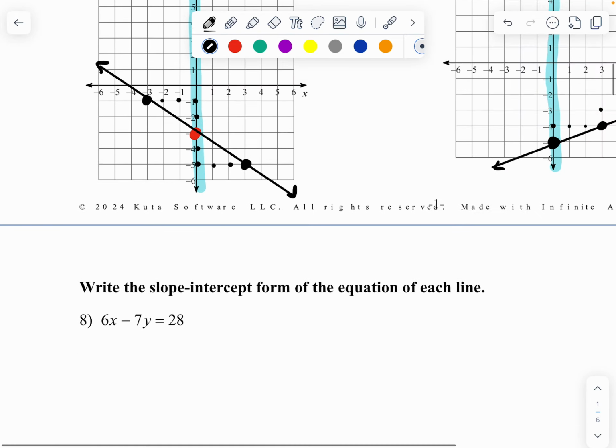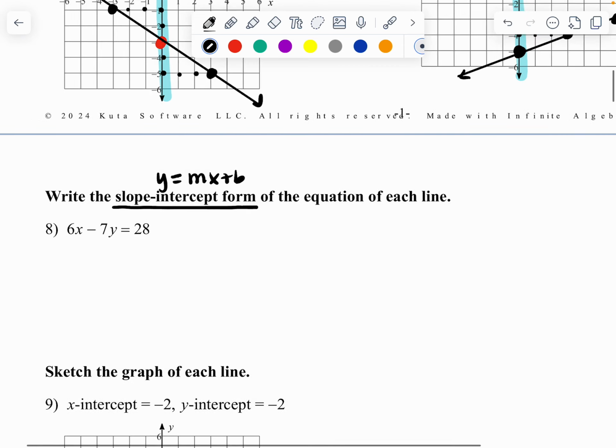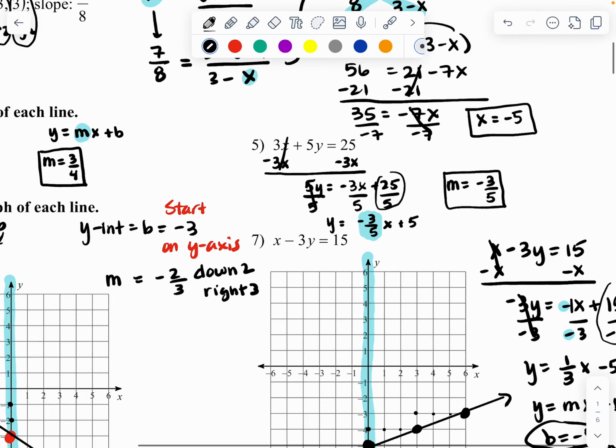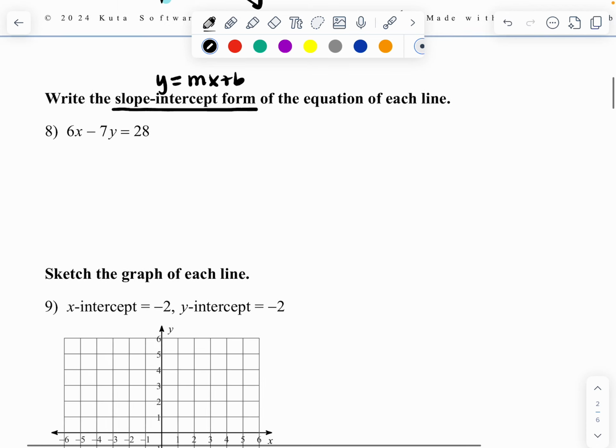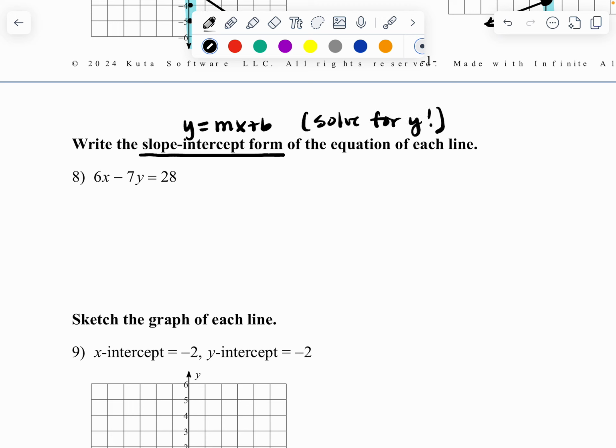All right, number 8. Write the slope-intercept form of the equation of the line. Here we're really trying to test to see, do you know what slope-intercept form is? That's just y equals mx plus b. In a way, we just did this. We did this on number 7. We also did it on number 5, so it's not really a new skill. Basically, I need to solve for y. Get that y all by itself.